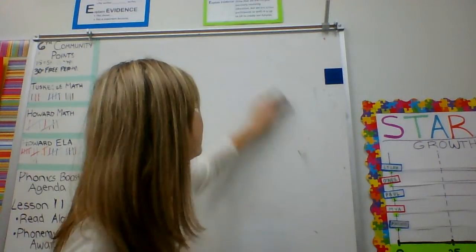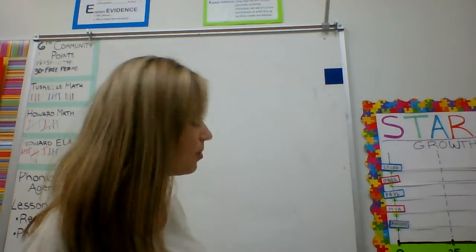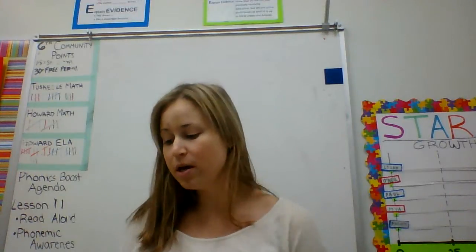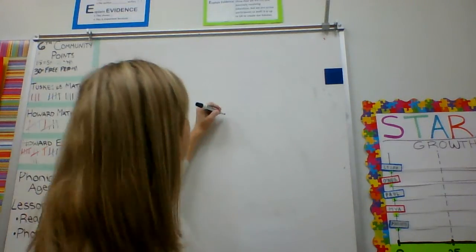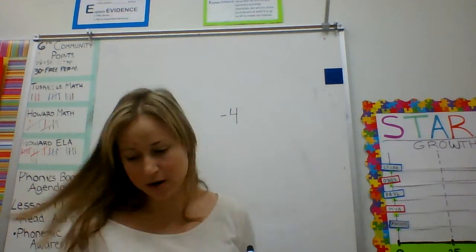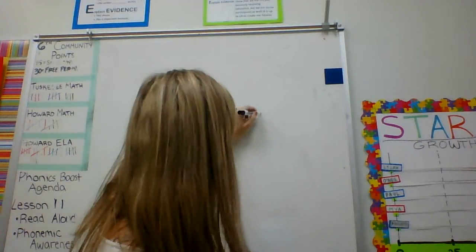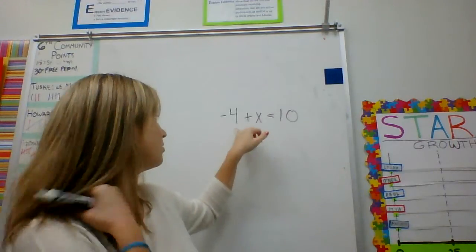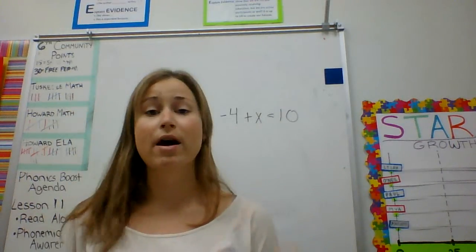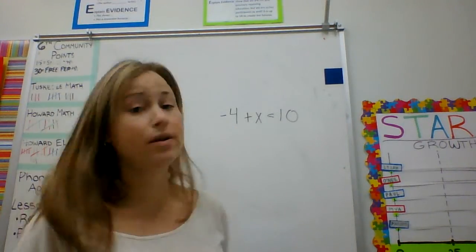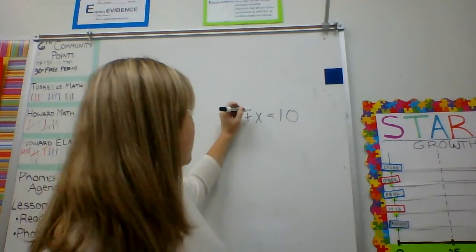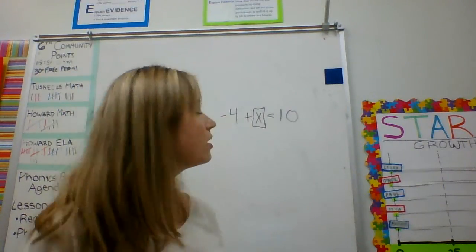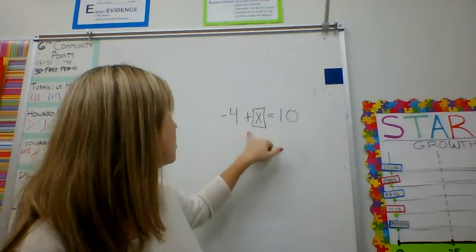All right, let's move on to example 3. We have a few more problems to do together, and then you're going to complete the worksheet on your own. Number 3. Negative 4 plus x is equal to 10. Now this one looks a little bit different because our constant, which is our number without a variable, is a negative number. Now I still want to get x on its own.